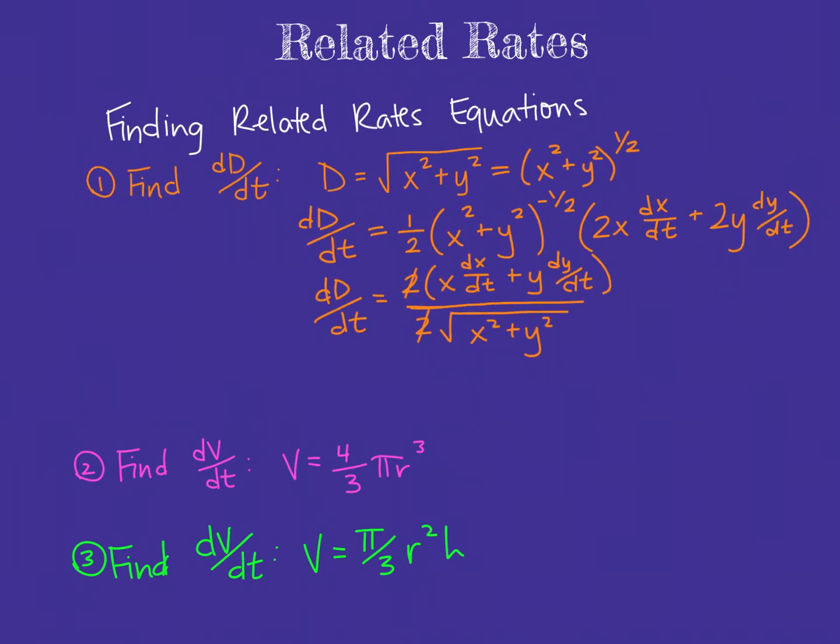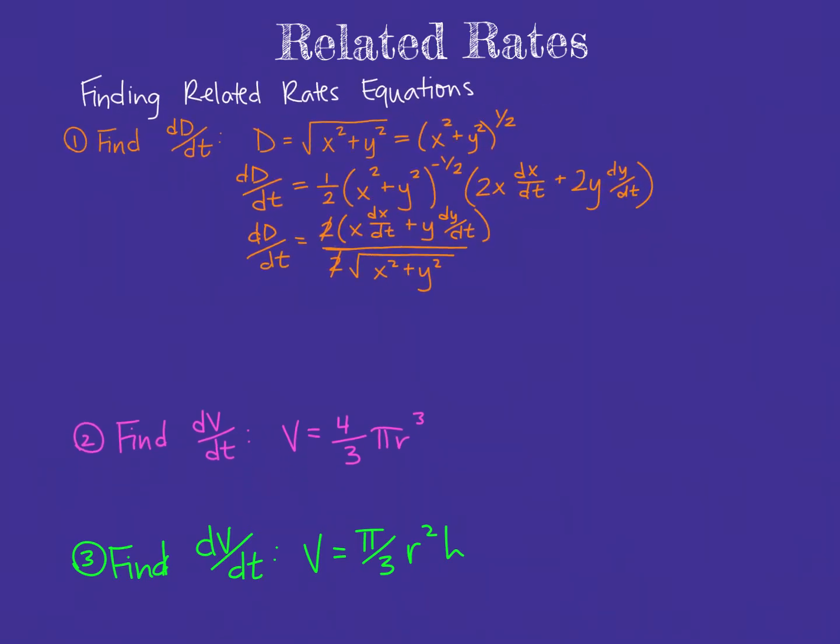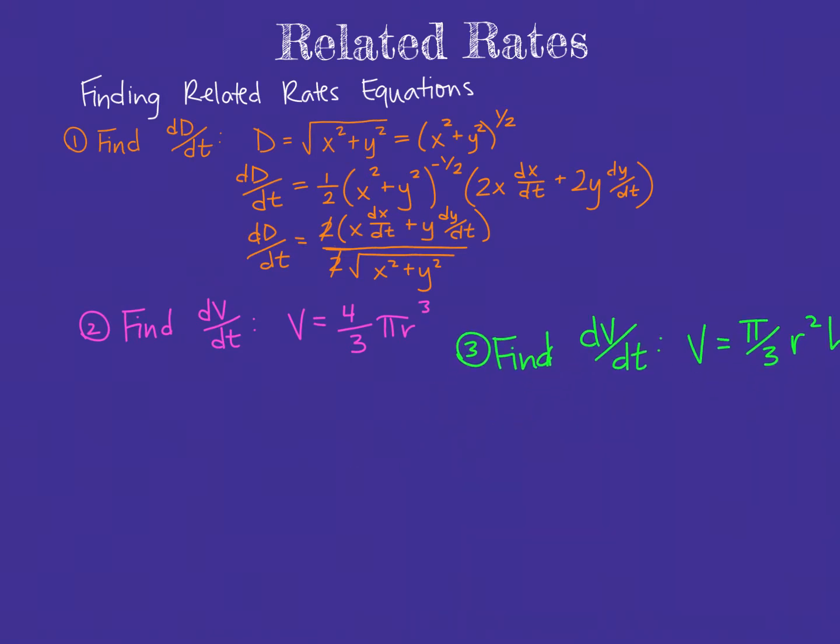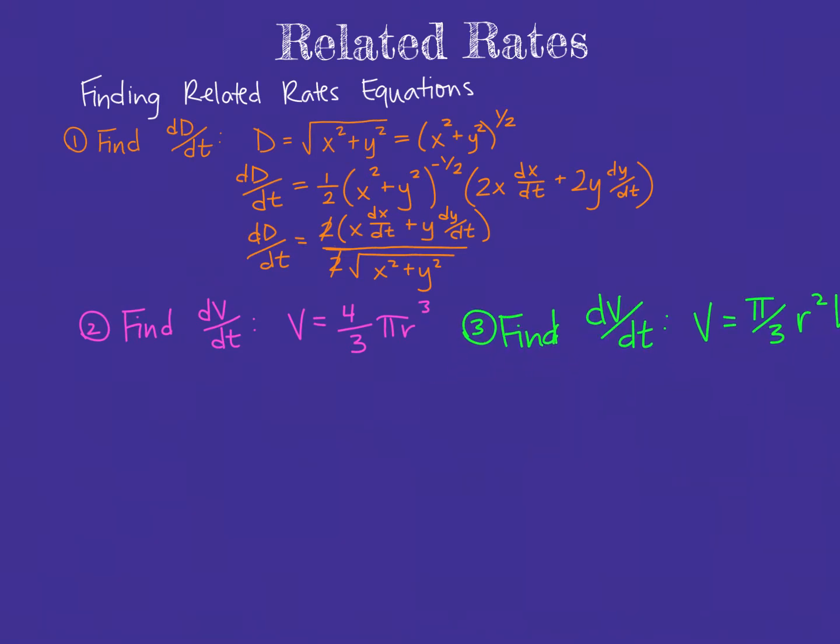The next 2 examples involve volume. If we take a look at number 2, this is actually the volume of a sphere formula. And we want, again, to differentiate with respect to time, t. So we will find dV/dt by doing that. If we differentiate with respect to time for V, we get dV/dt, which is what we want.